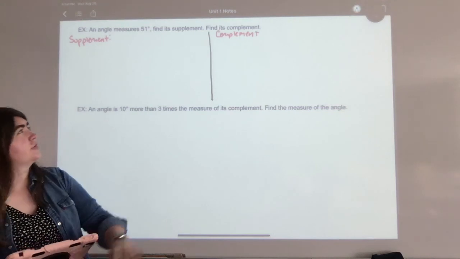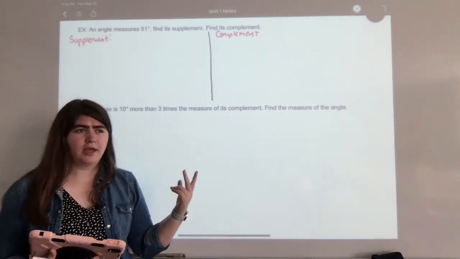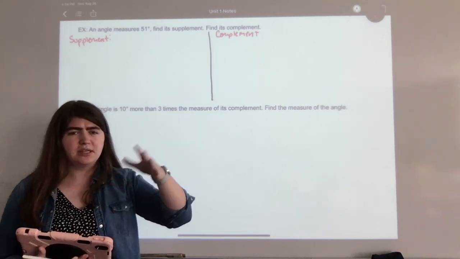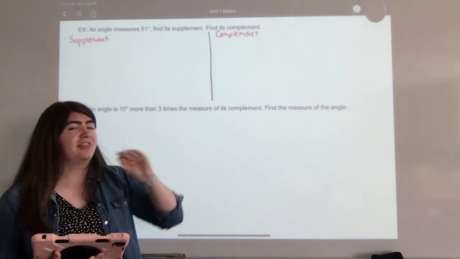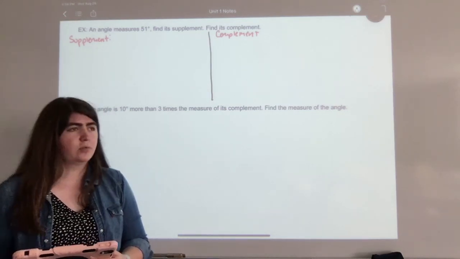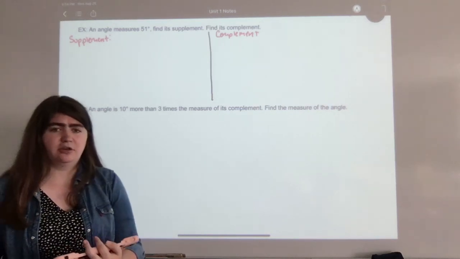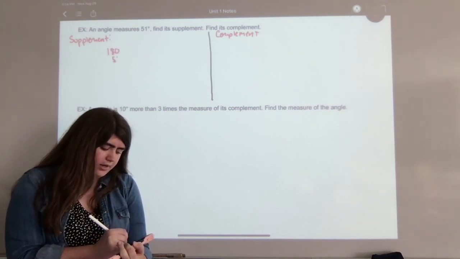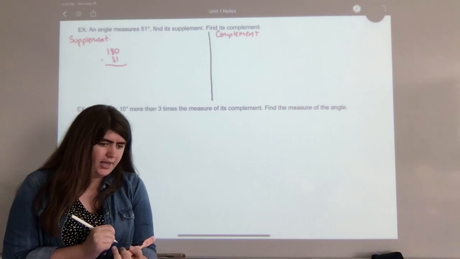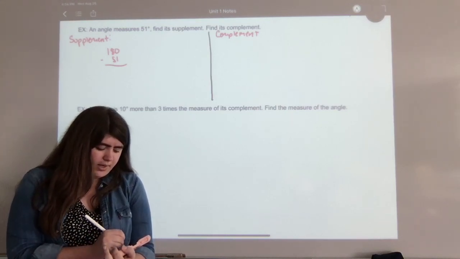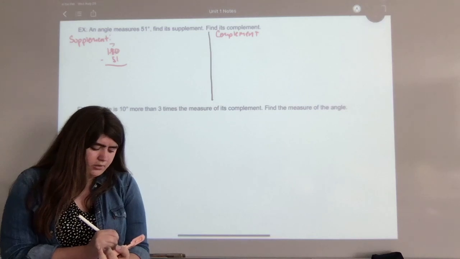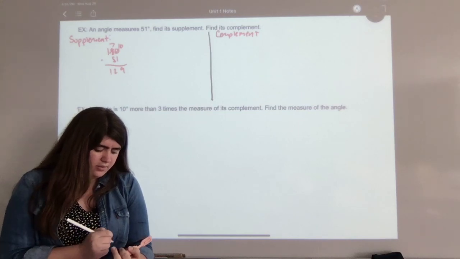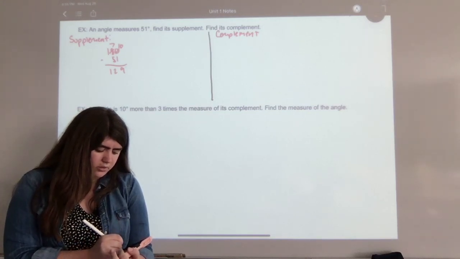Supplementary angles are two angles that add up to 180 degrees. So if you have one angle, the other angle that completes that 180 degree sum is what you call the supplement. If I have a 51 degree angle and I need them to add up to 180 degrees, I'm going to subtract that angle measurement from 180 degrees. 180 minus 51, we can't go from the 0, so we're going to borrow. 10 minus 1 is 9, 7 minus 5 is 2, 1 minus 0 is 1. So the supplement is 129 degrees.